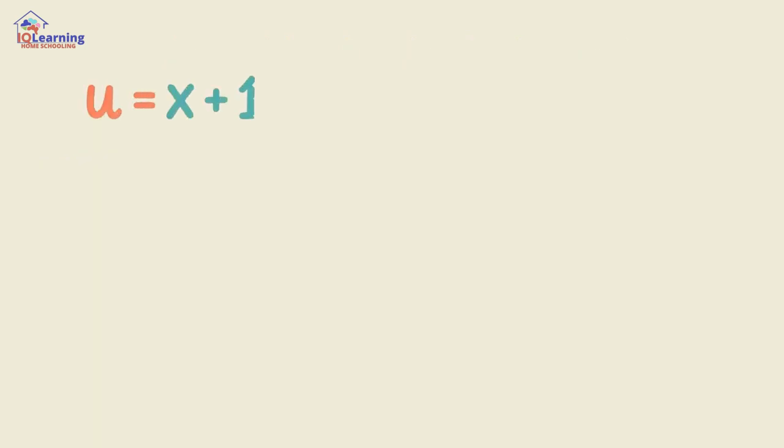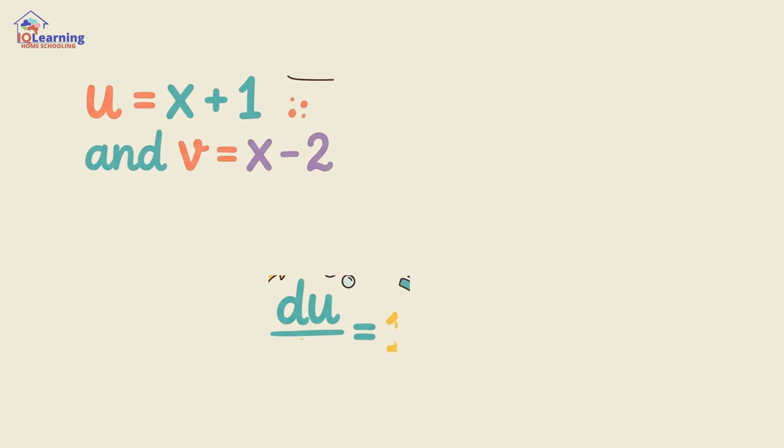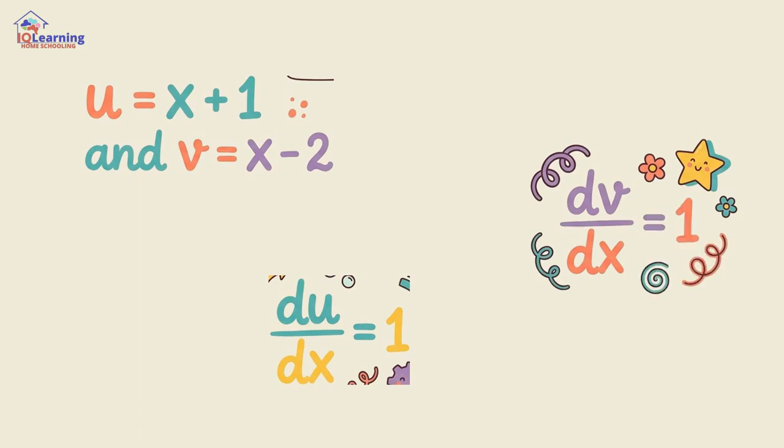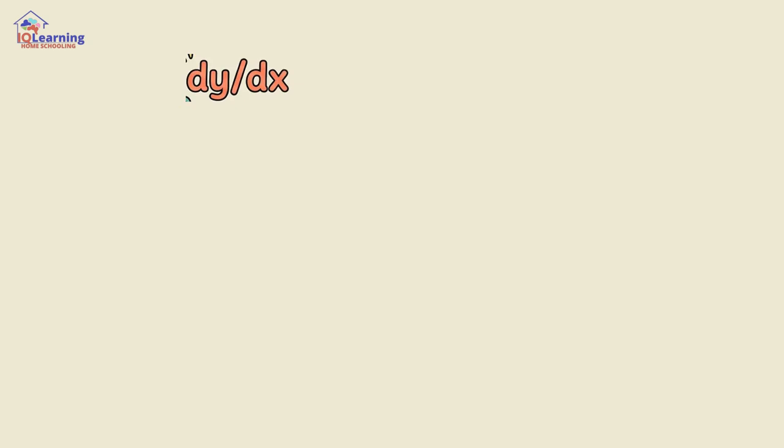Now define the pieces slowly. Let u equal x plus 1 and let v equal x minus 2. The derivative of u is 1 because the derivative of x is 1 and constants disappear. The derivative of v is also 1. Now substitute one piece at a time.